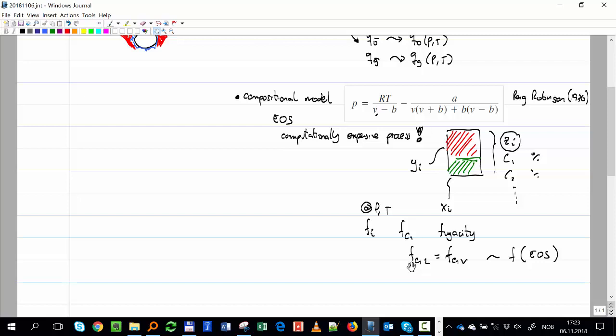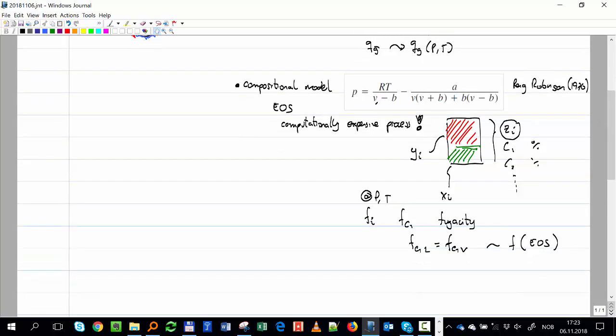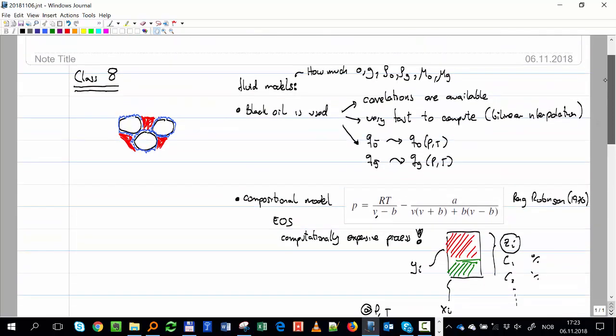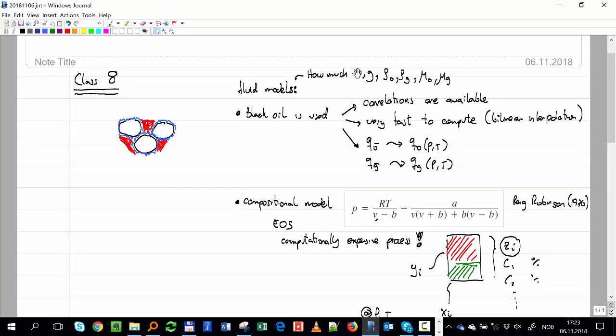But just to say, that's not normally used so much to calculate. From here, you can really well calculate all of that, but it's very expensive, so it's not normally done. People use tables for that purpose.